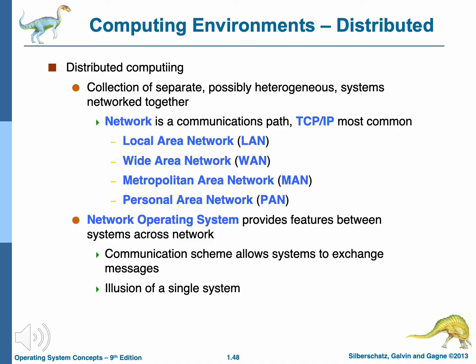Networks are characterized based on the distances between their nodes. A local area network (LAN) connects computers within a room, a building, or a campus. A wide area network (WAN) usually links buildings, cities, or countries. A global company may have a WAN to connect its offices worldwide. These networks may run one protocol or several protocols.